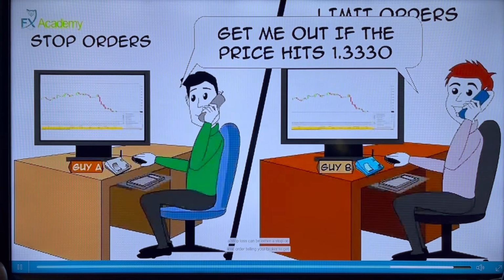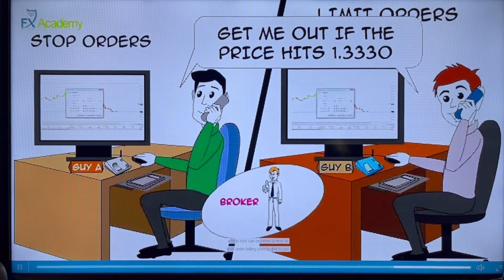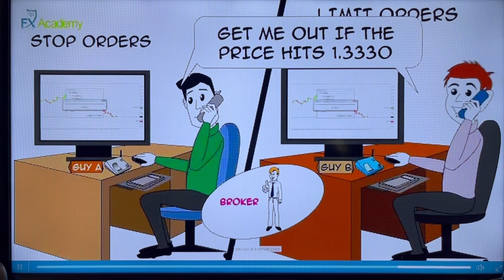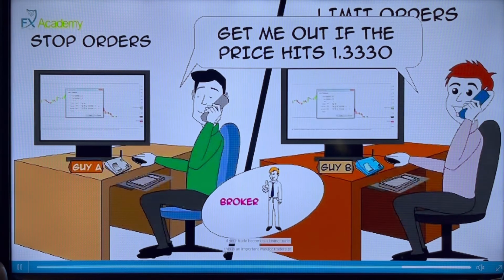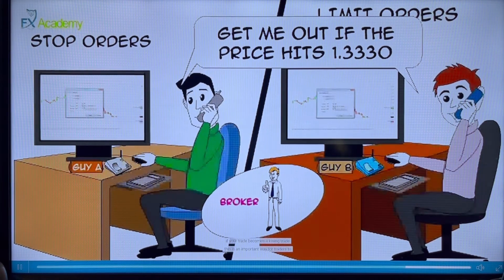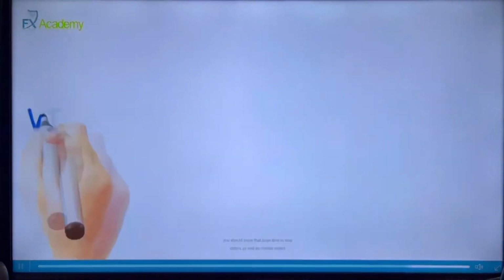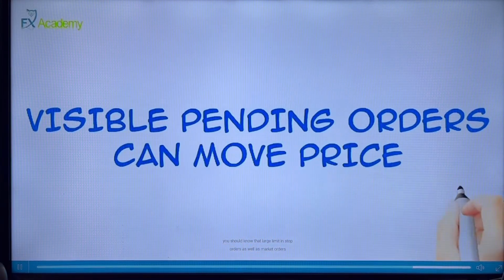A stop loss can be either a stop or limit order telling your broker to get you out at a certain price if your trade becomes a losing trade. This is an important way for traders to limit risk. You should know that large limit and stop orders, as well as market orders, can move the market price if they are visible to market participants. This is because they affect market participants' perceptions of supply and demand.